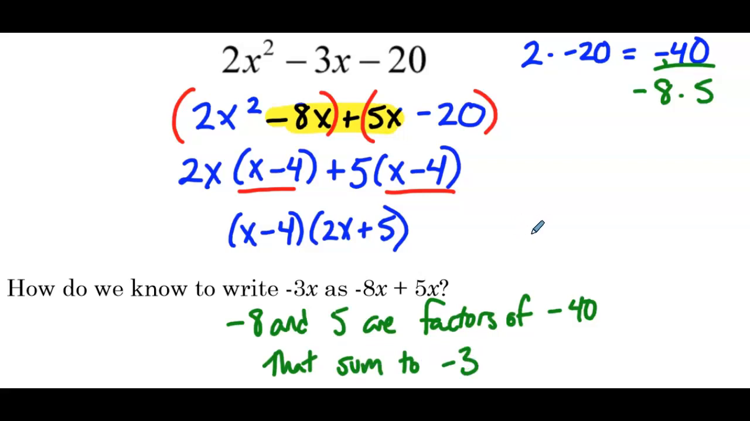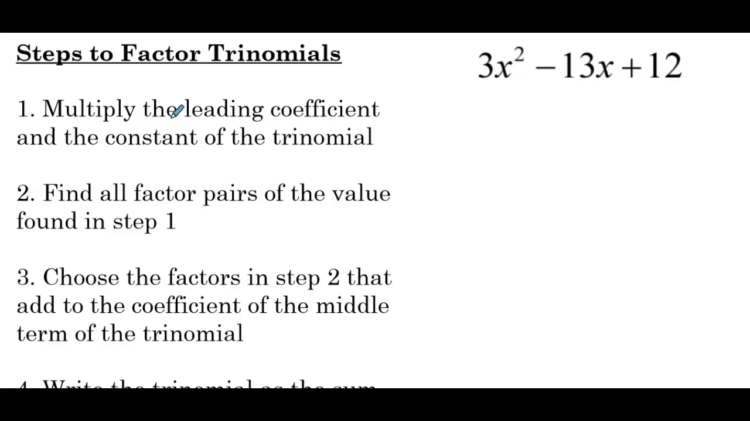Okay, so same process as a trinomial with a leading coefficient of 1, but now, since our leading coefficient is not 1, it's going to change our product. But we still take the same approach. We find that factor pair that we can replace the middle term with, and then we use grouping. So just again to have a formal set of steps to refer back to, we'll use the trinomial 3x squared minus 13x plus 12 as our example, and we'll go through our steps.